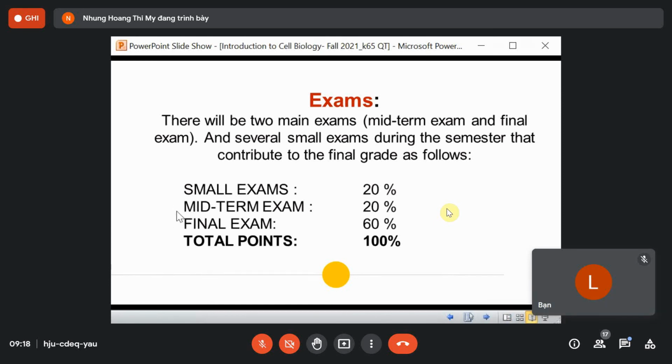And after 7 weeks, you will have the midterm exam. And at the end of the semester, you have the final exam. Each exam will count for different parts of your total points for this course, as presented in the slide. I think this is also very familiar to you because these are courses you already learned. They also have this type of exam during the class.